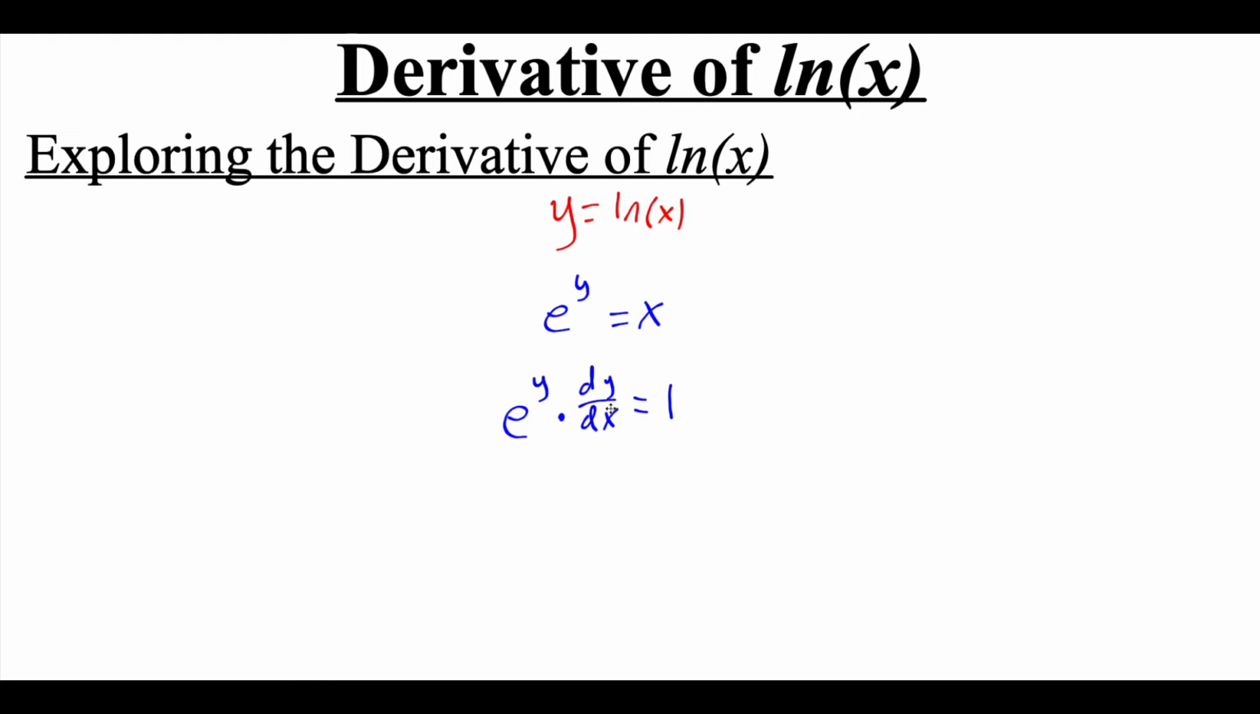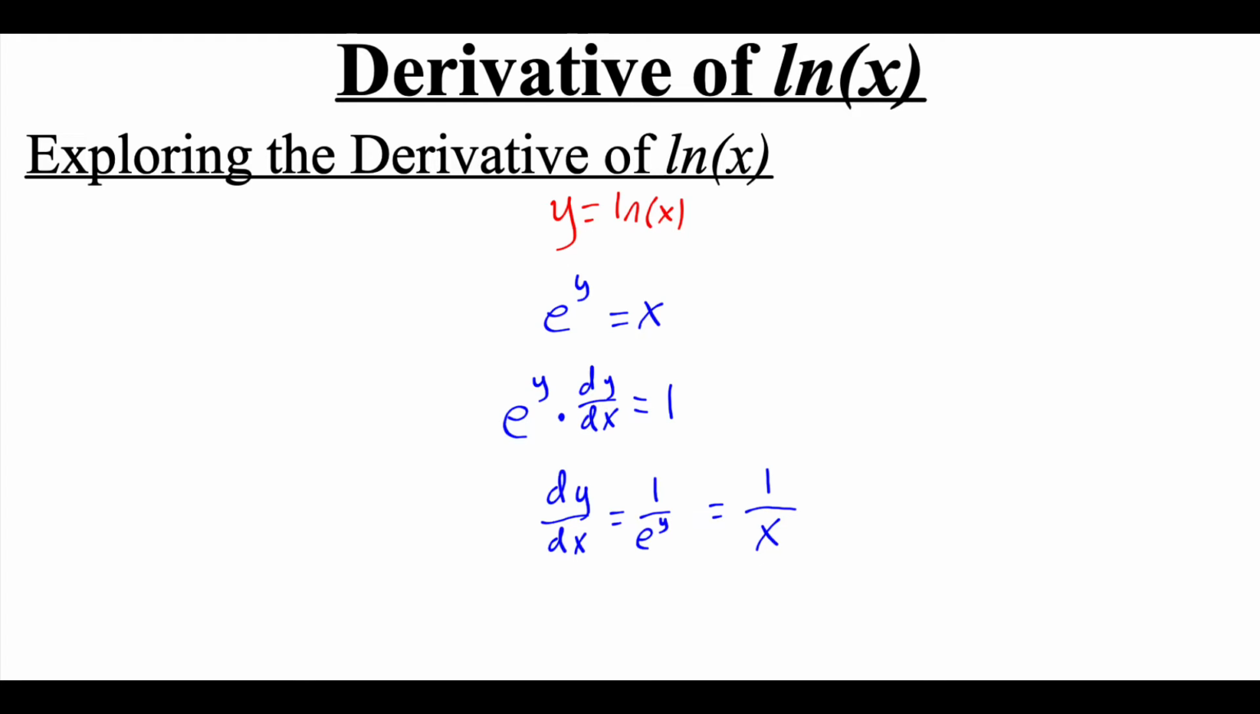We want to solve to get dy dx alone, so I'm going to divide that e to the y over to the other side. So this is going to say dy dx is equal to 1 over e to the y, but then I can do some substitution, because I know that e to the y is just my x. So this just becomes 1 over x. So the derivative of the natural log of x is just 1 over x.